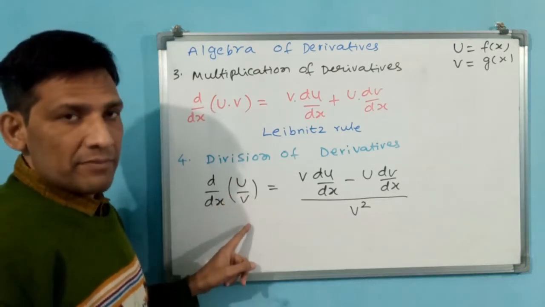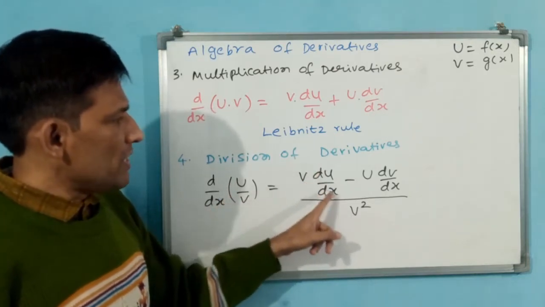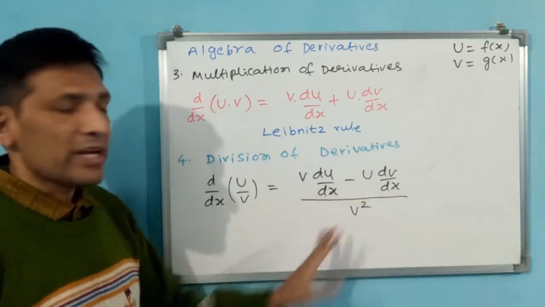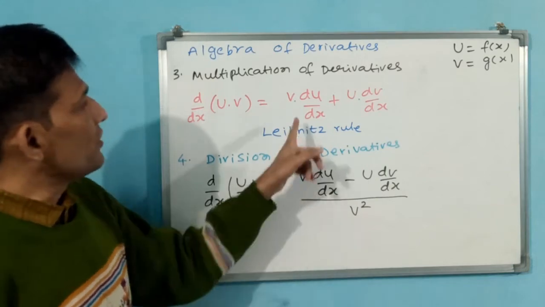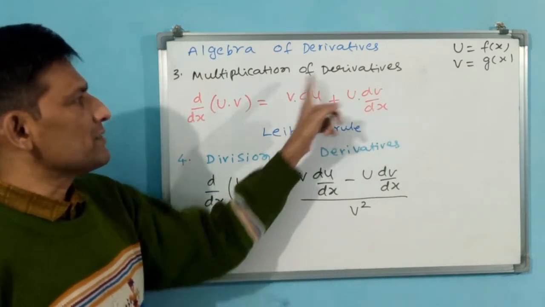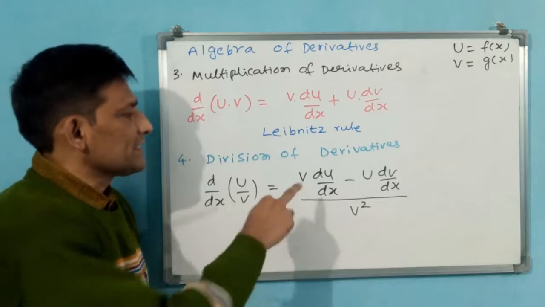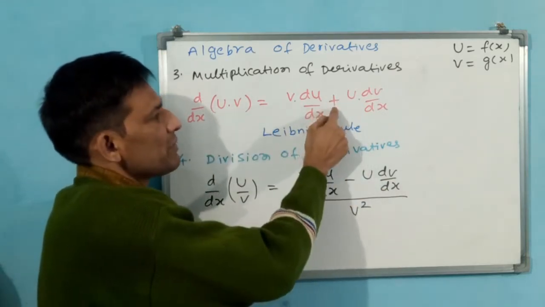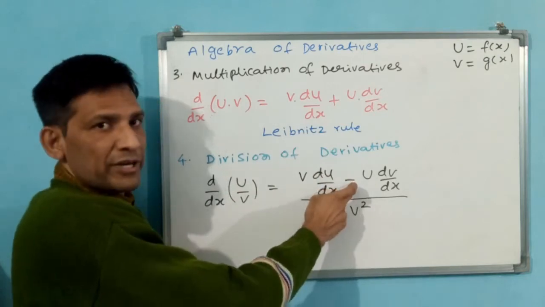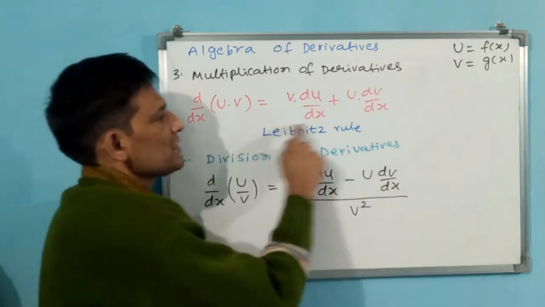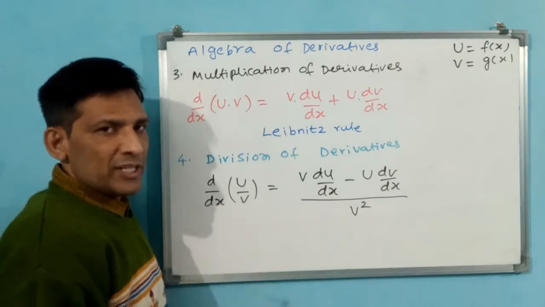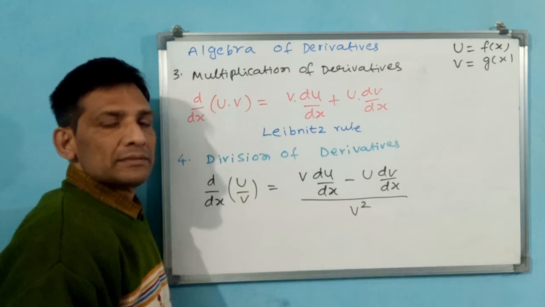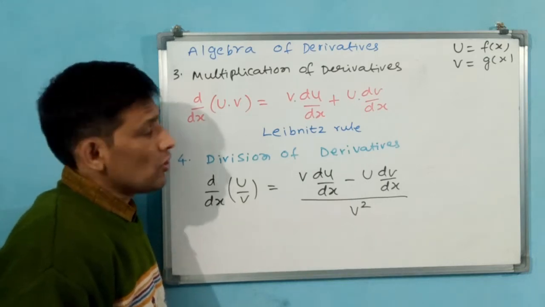See, if you make a division, then v du by dx minus u dv by dx by v square has to come. This order you cannot change. Here you can change the order, u dv by dx plus v du by dx also you can write. But you practice writing like this only. Why? Because see, for multiplication plus will come, for division minus will come, negative. For multiplication there is no denominator, or you can say denominator 1. But for division, denominator v square. That you have to keep in mind.